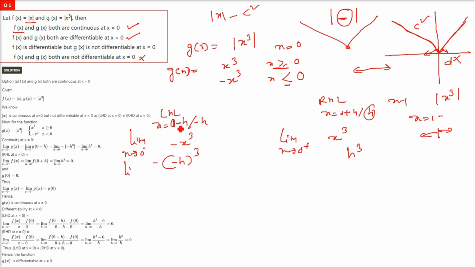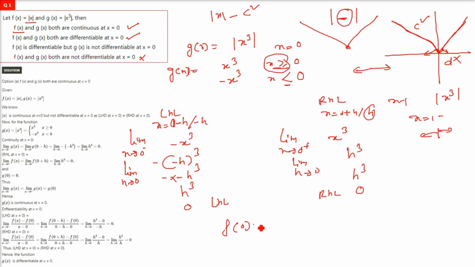So this is minus negative h, limit h tends to 0. Here also limit h tends to 0. And minus of minus h cube will be minus, because a negative to an odd power will always give you negative. Negative becomes positive. On the right hand side you also get h cube. Applying the limit, you get 0. Okay, so left hand limit and right hand limit are the same, and let us check the value of the function at 0.